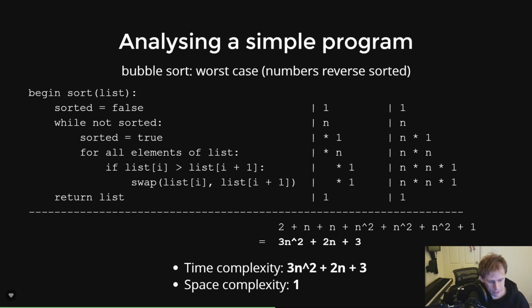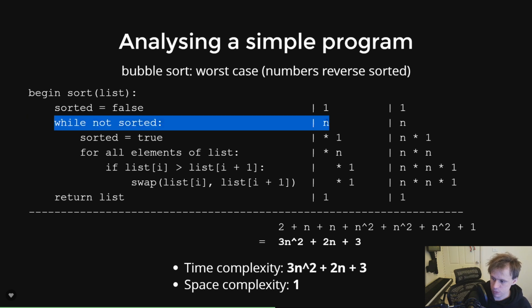Jay says, could you explain a bit more why the while loop is n? The while loop here is n because we know we're going to go through it n times in the worst case. We've seen the bubble sort algorithm work, where for reverse sorted numbers, you have to sweep through it seven times.